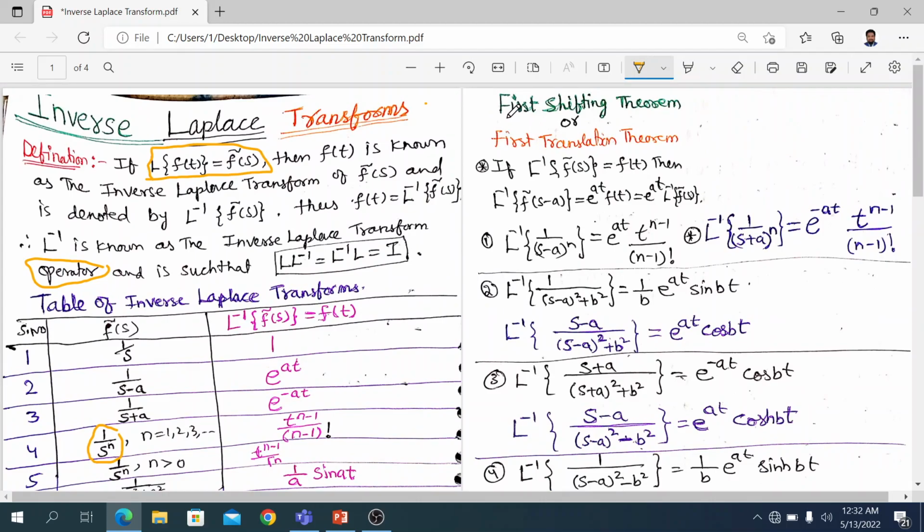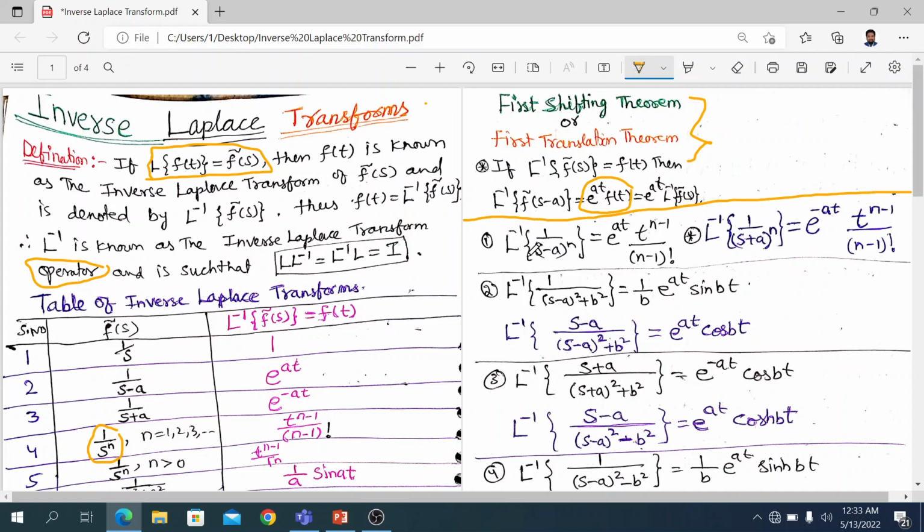This is known as the first shifting theorem, or sometimes known as the first translation theorem. What is this? If Laplace inverse of F of s is equal to f of t, then Laplace inverse of F of s minus a is equal to e power of at into f of t, which is e power of at Laplace inverse of F of s. So this is the basic formula. Now let us see all formulas.